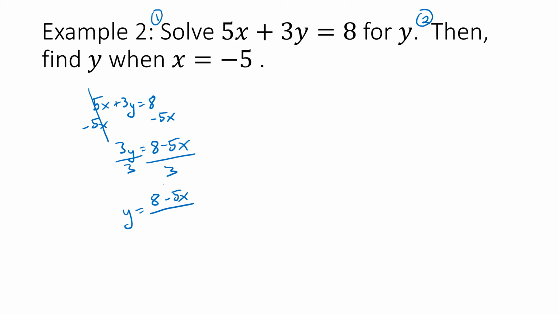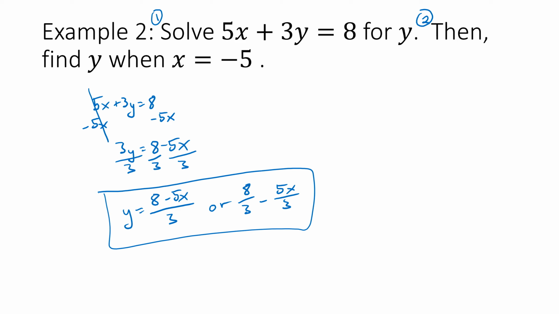Remember, another acceptable way of writing this answer would be to distribute that 3. In other words, instead of thinking of dividing the whole side by 3, think of dividing every single term by 3. I'm distributing the division. So another way of writing this answer would be 8 over 3 minus 5x over 3. Both of these are acceptable answers.